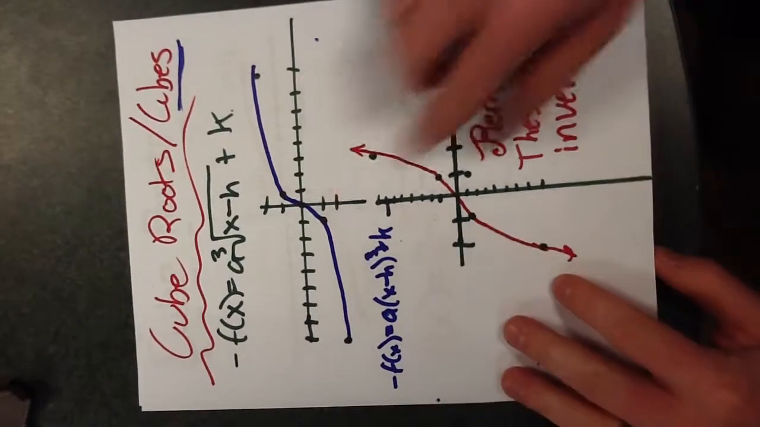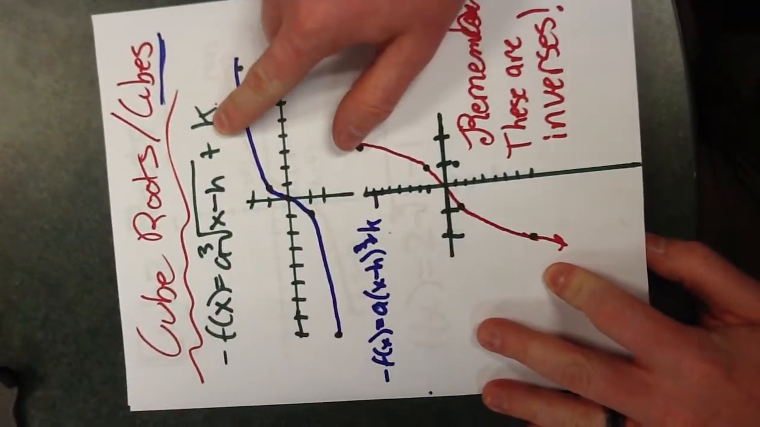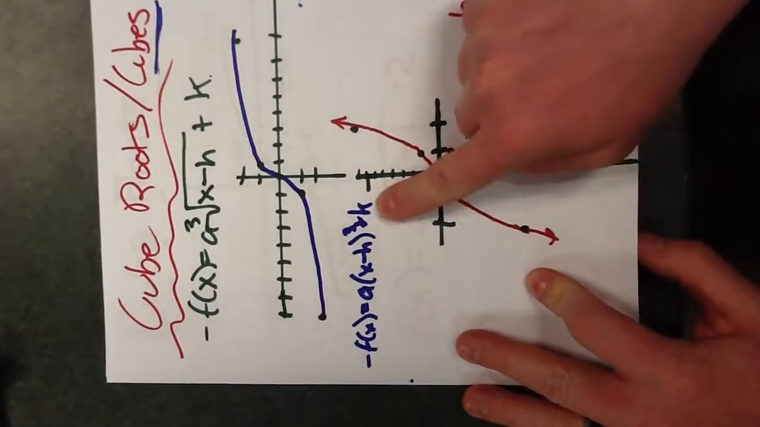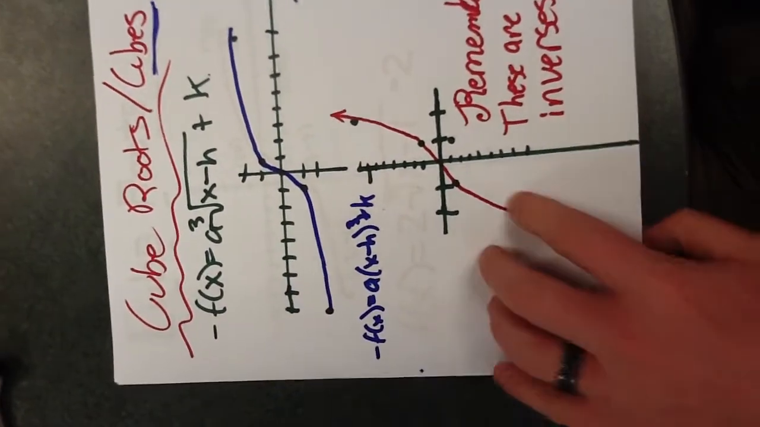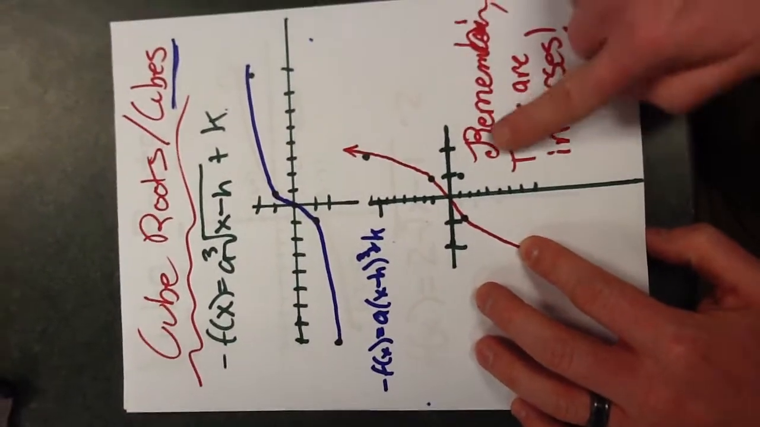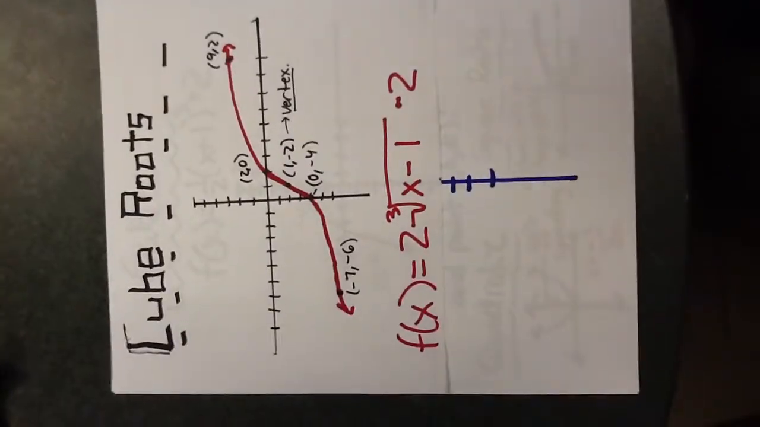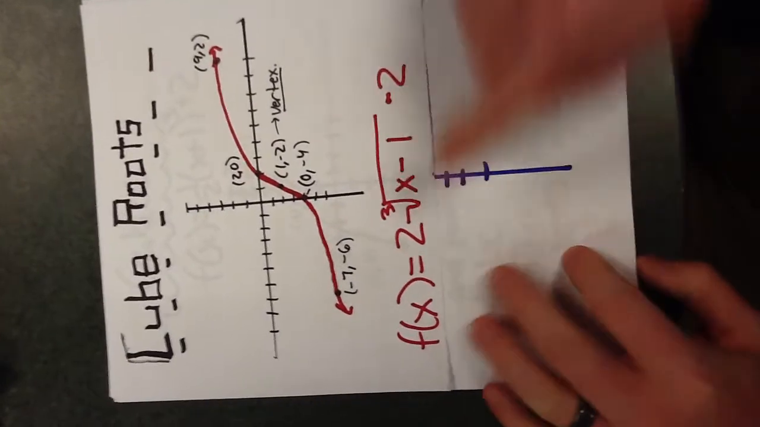Cube root and cubes. Here's the parent function. Here's what the parent function looks like. Once again, remember, here is the parent function. It's important to remember these are inverses. Cube roots. Here's one.